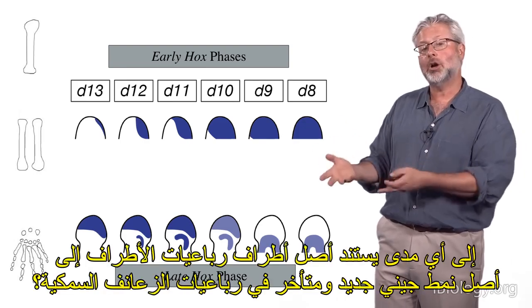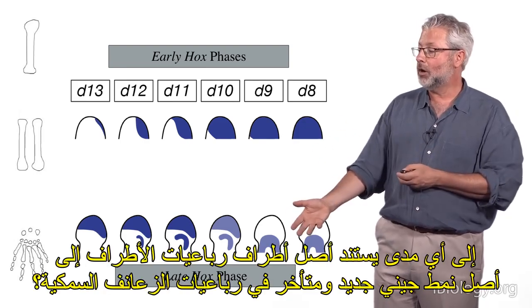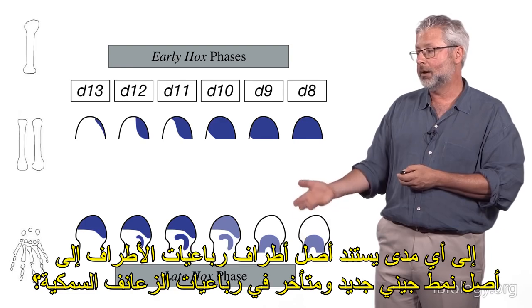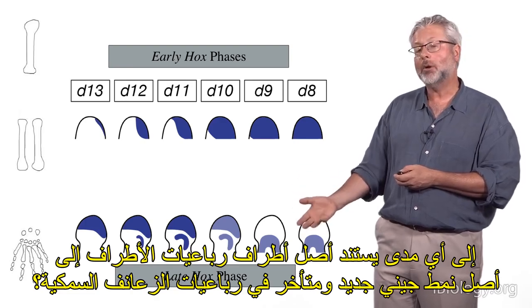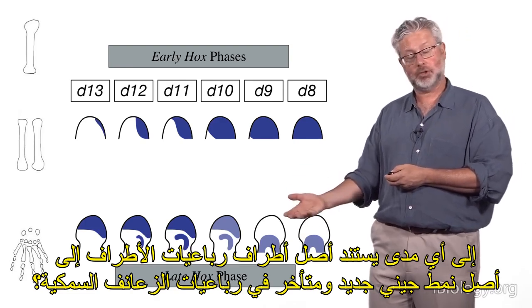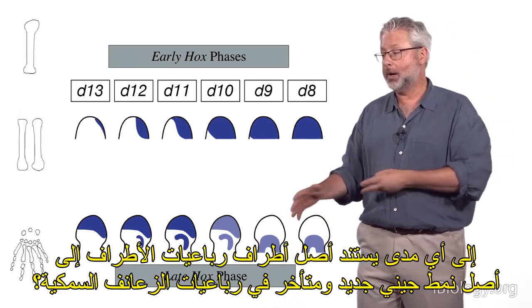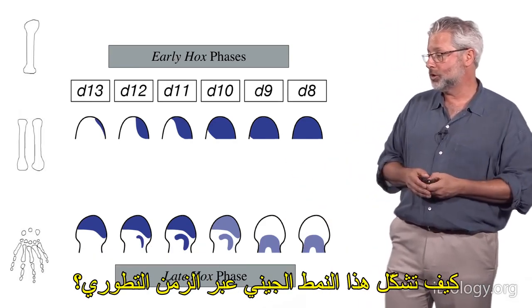To what extent is the origin of the tetrapod limb based on the origin of a novel late phase pattern of Hox expression? How did this come about? Is this something we see in fish? Is this something that comes about with tetrapods? How is it assembled over evolutionary time?